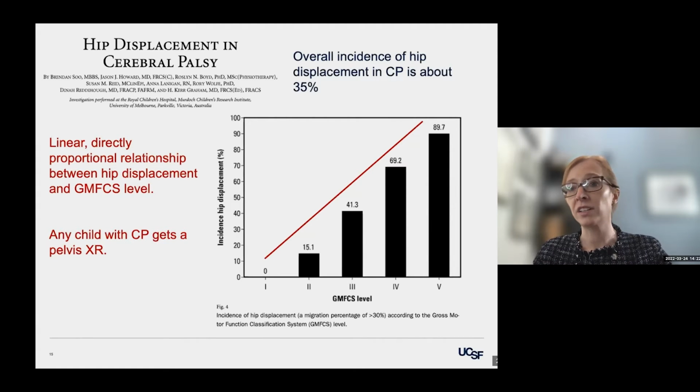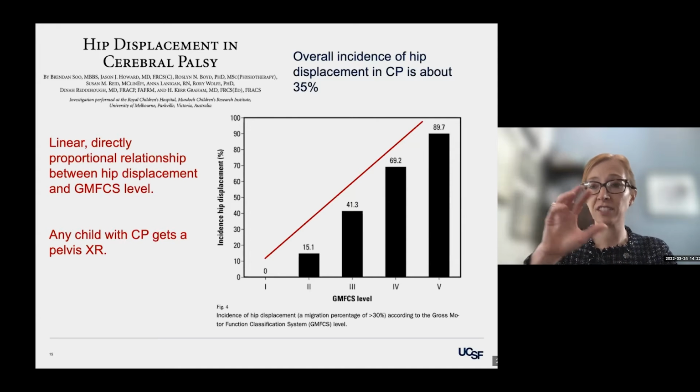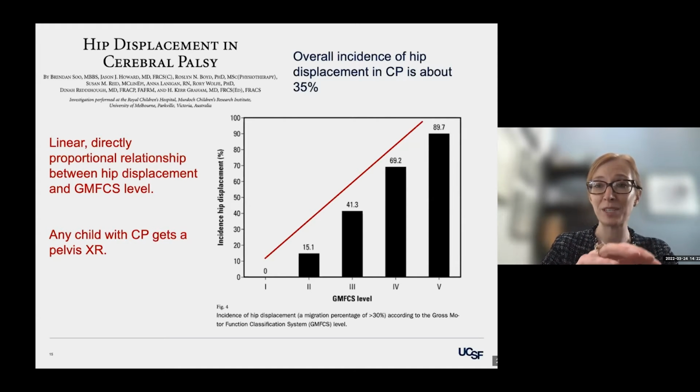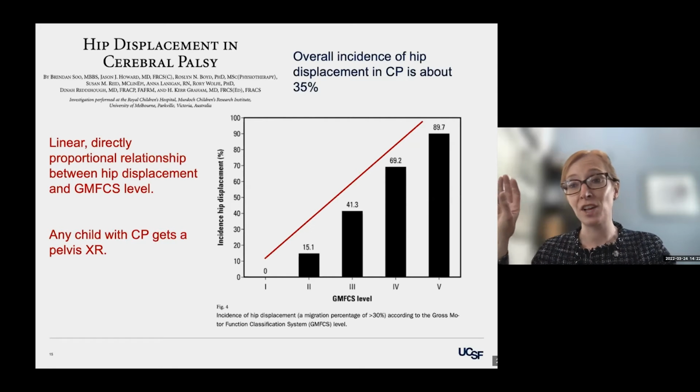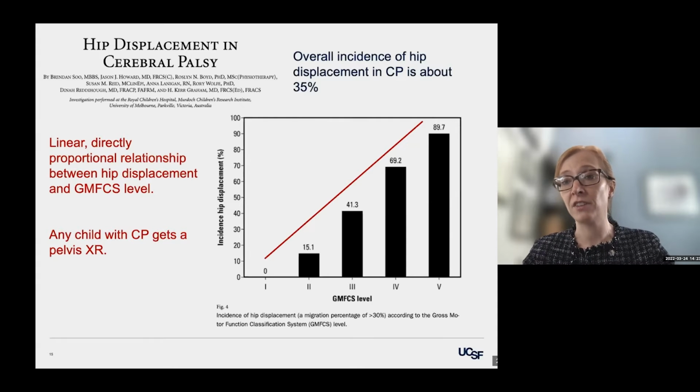So the overall incidence of hip displacement in cerebral palsy is about 35%. But when you look at it based on GMFCS level, it's very different. So the GMFCS level 1 kids almost never have hip dysplasia, whereas the level 5s almost always do. And so this helps us in terms of our management of hip screening and surveillance. But basically, any child with cerebral palsy gets a hip X-ray.